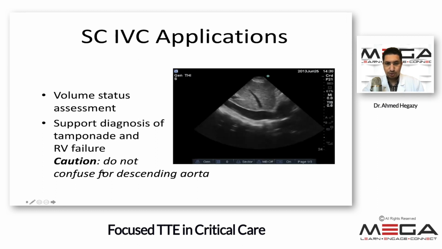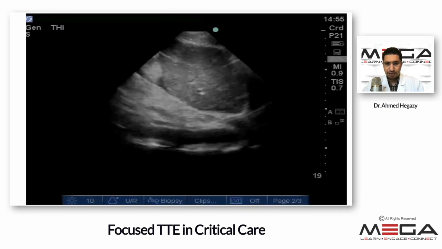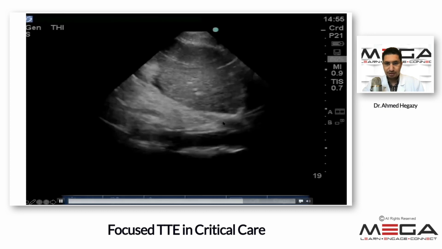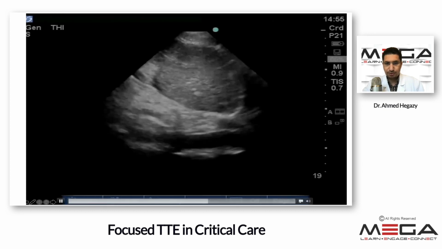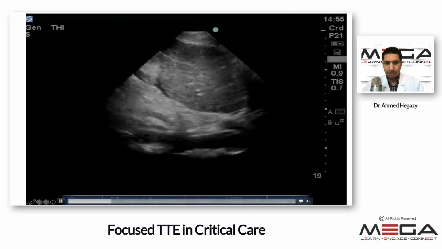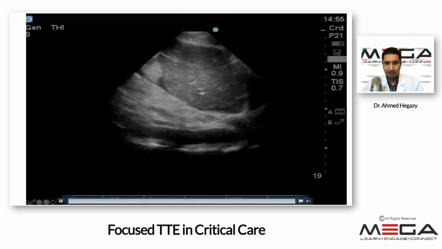And as I said, do not confuse it for the descending aorta. And here I show the descending aorta. As you can see, it is retrohepatic. It is not transhepatic. You see the liver up top and the descending aorta in the far field. You cannot see a right atrium and you cannot see hepatic vein joining.